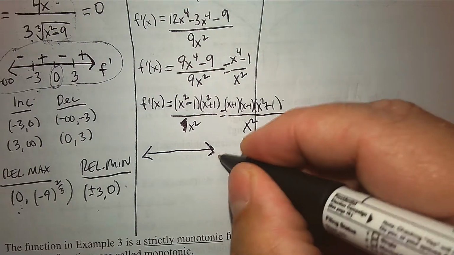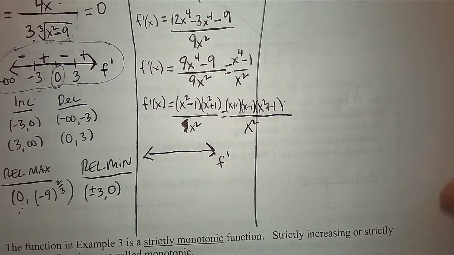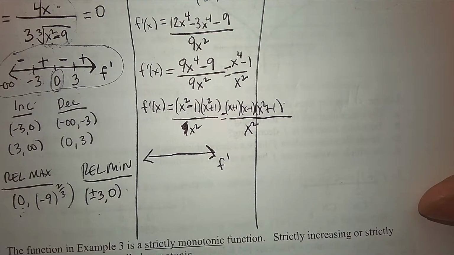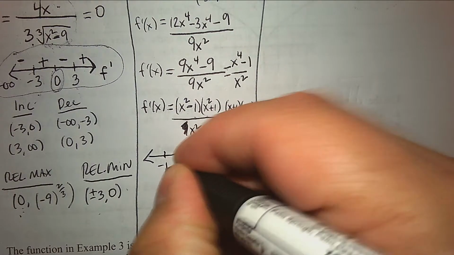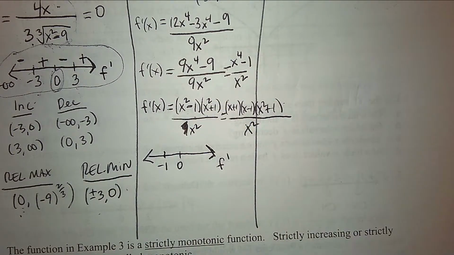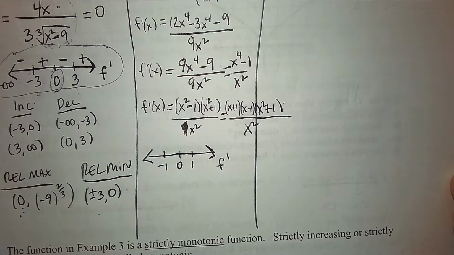Tell me the critical numbers for x. What makes the top 0? What makes the bottom 0? Negative 1, positive 1, and 0. Do you see that? Negative 1 makes the top 0. 0 makes the bottom 0. Positive 1 makes the top 0. So the zeros at the top and bottom, that's what makes it 0 and what makes it undefined.